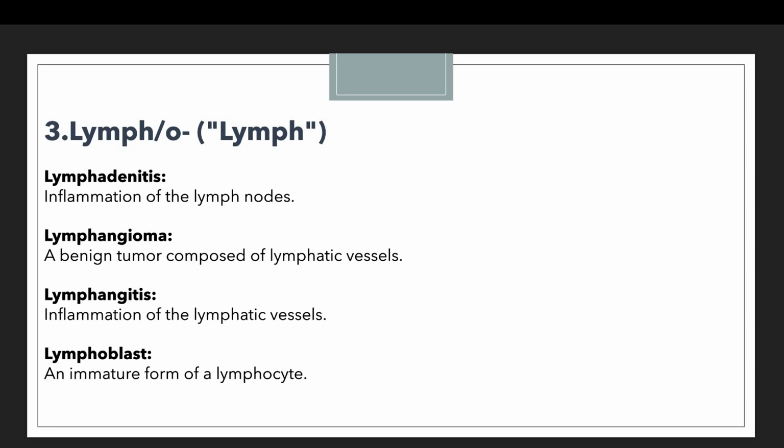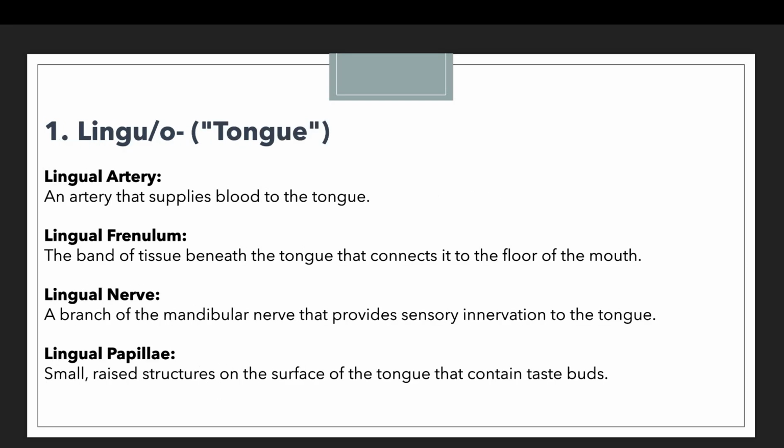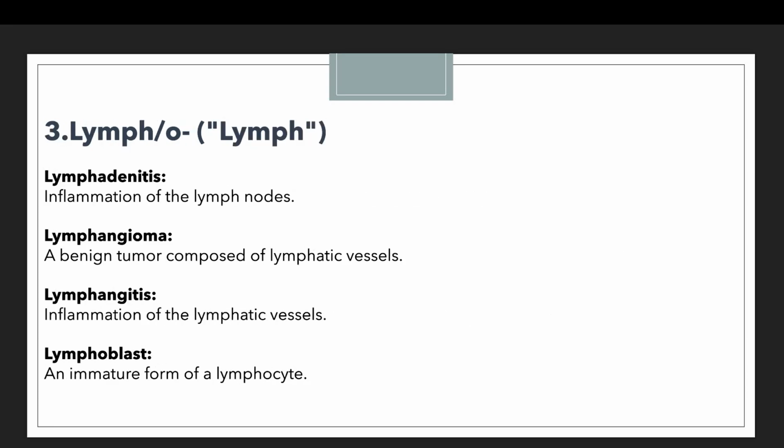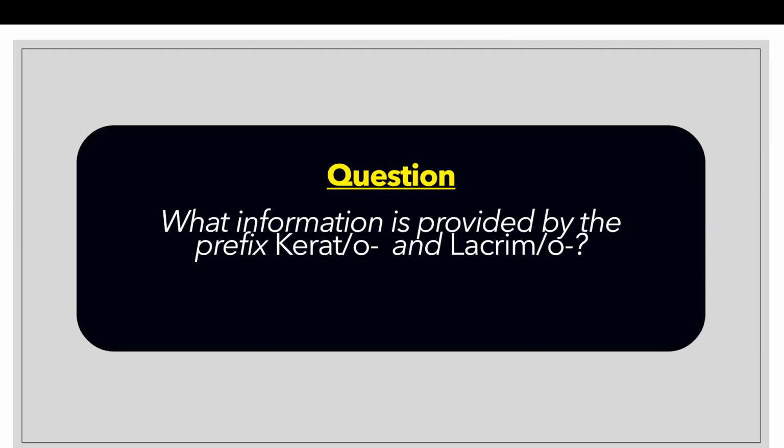Okay. So yeah, these are all the prefixes which I would like to share with you in this session. I hope it is clear to all of you. And for today, we have only one question: what information is provided by the prefixes cardio and lacrimo? I request you to put the answer to this question in the comment section so that others can take a reference from it. And if you have any doubt in this question, then please go and check out the previous session. There we have already discussed it.